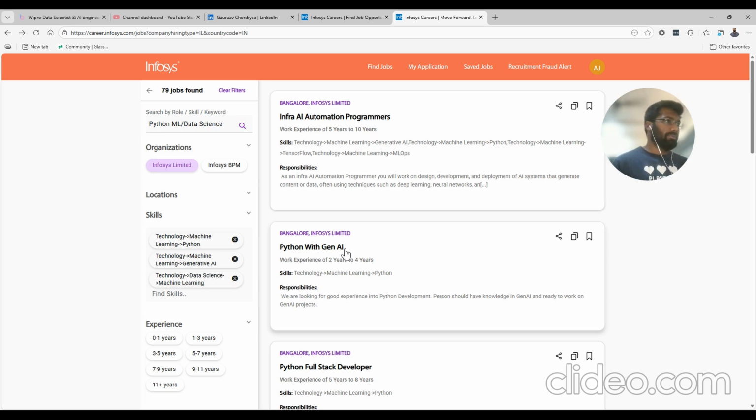Recently, Infosys and Anthropic have started working together. So I think in the future they will have more openings in machine learning, data science, and generative AI. And I think it is a good start to work with Infosys. So let's get started.